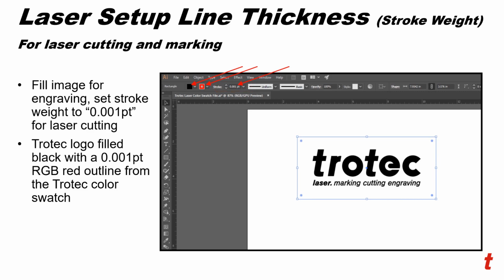If it's too thick, the laser system will see those lines not as a cut path, but as an engraving area. And when you go to send it to the laser, instead of cutting this line, it will try to engrave it. This is caused by either the color being incorrect or the line thickness being too large. So make certain that the color's right, as well as the outline in this case for cut is set correctly. The Trotec logo in this case is filled with a black solid fill, and then the outline is set with an RGB red outline to showcase the cutting ability.